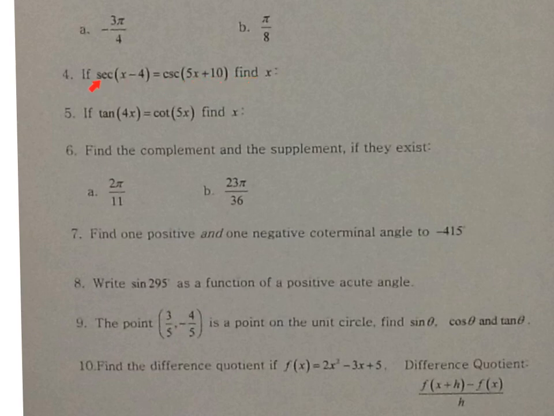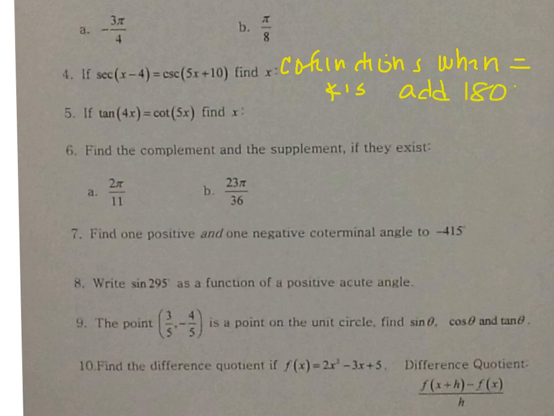Find x. So now notice it's secant equals cosecant. Those are cofunctions. So cofunctions, when they're equal, the angles add to 180. Okay, now how do I know they're cofunctions? Because this is secant and this is cosecant. It has co in front of the secant. So when they're equal to each other, the angles, these guys here, have to add up to be 180.